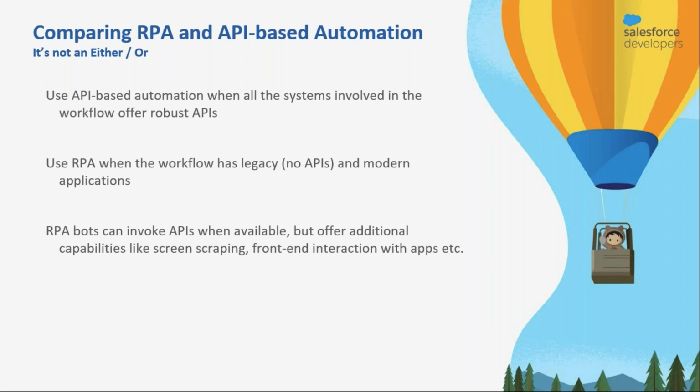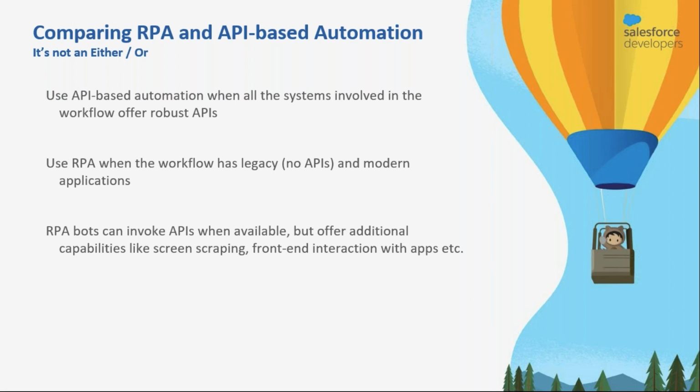Let me give you a simple example for a use case where just API-based automation is adequate. Let's take an example like updating contacts or creating opportunities in Salesforce. On the other side, you can use RPA when the workflow has legacy systems, that is, no APIs, and definitely you can use it with any of the modern applications which also provide you APIs.